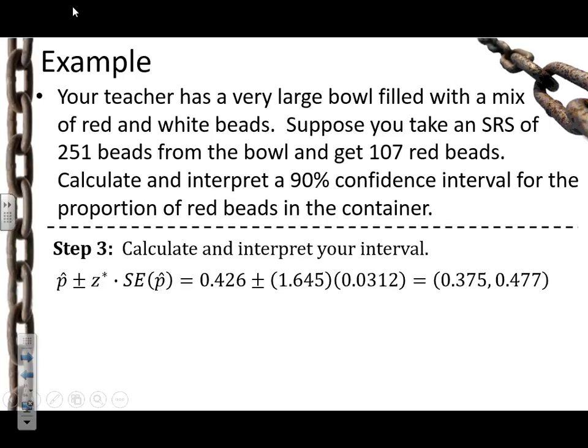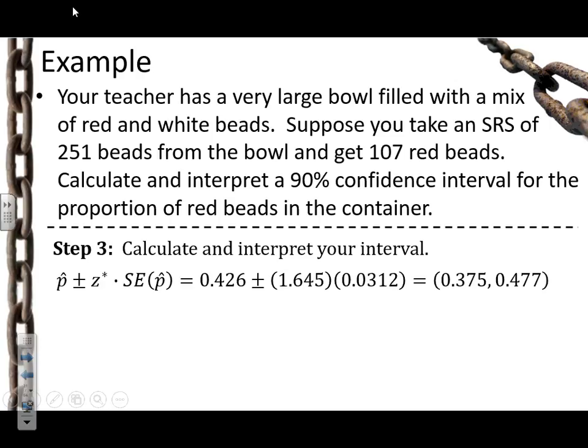We need p hat, we need z star, we need standard error. So p hat was 0.426, plus or minus z star, which was 1.645, times standard error, which was 0.0312. So then in your calculator, you would do both the addition and the subtraction.